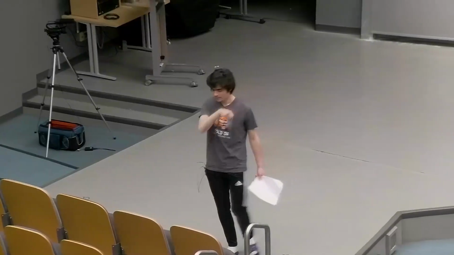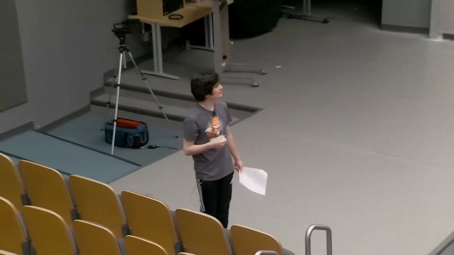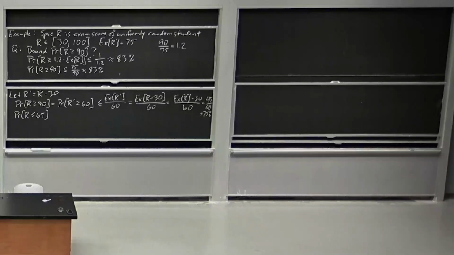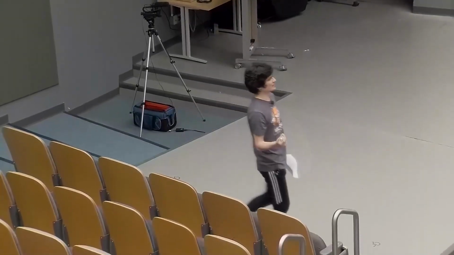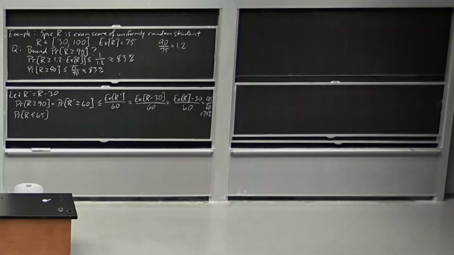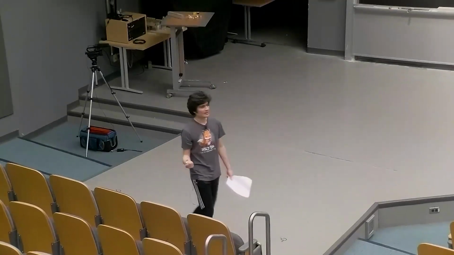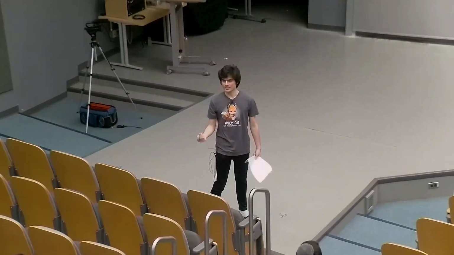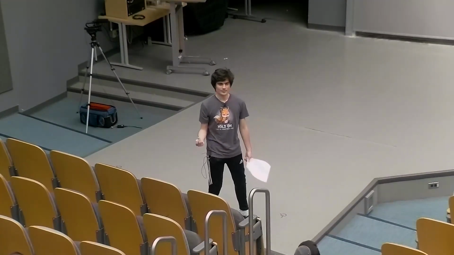So what's the difference between the 75% that we got here for R is greater than or equal to 90 versus the 83% there? The difference is how we're applying Markov. In the first case, we're applying Markov to R directly. In the second case, we are creating a new random variable, and we're applying Markov to that. And because we've got a stronger condition, like Markov's precondition is tight now, we can get a stronger result. Okay?